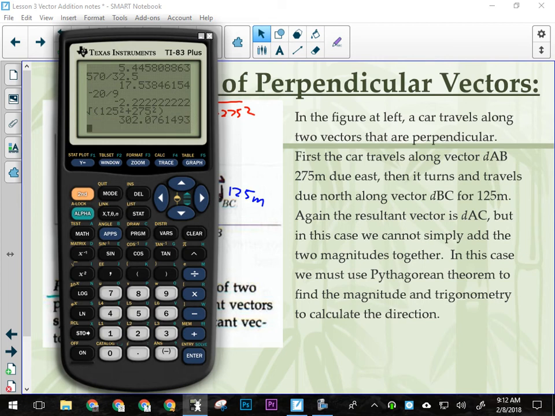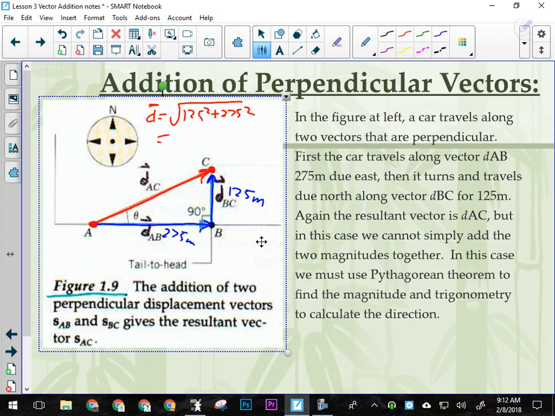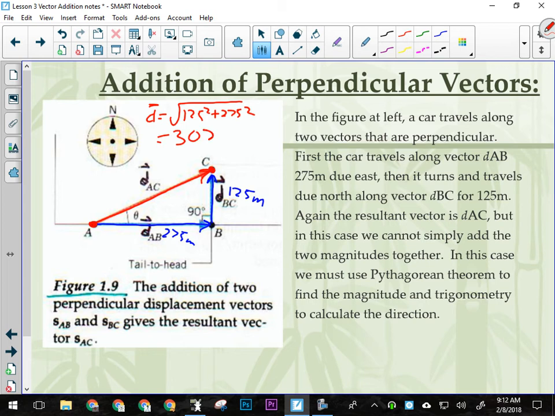So my total displacement is 302 meters. That's only the magnitude of my displacement. Now I need to know what direction that's going, so I need to find what theta is. I know all three sides of the triangle now. I can use any one of the trig functions, sine, cos, or tan, to find this angle.